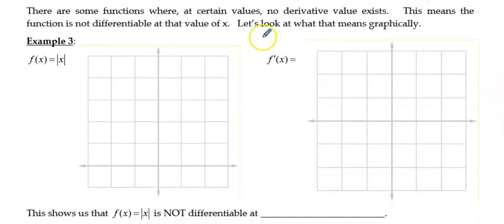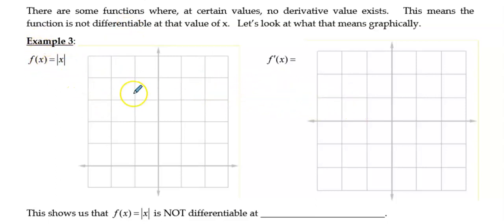So what does it mean to be differentiable? Differentiable means that you can actually find the slope of the tangent line. You can take the derivative of that function and it is still defined. There are three cases where it's not differentiable, and we're going to show you all three with these cases right here.